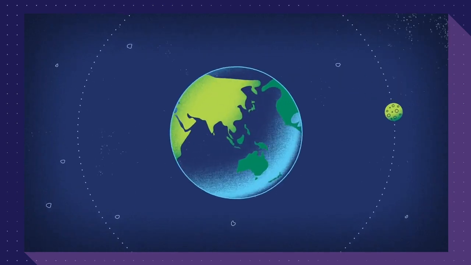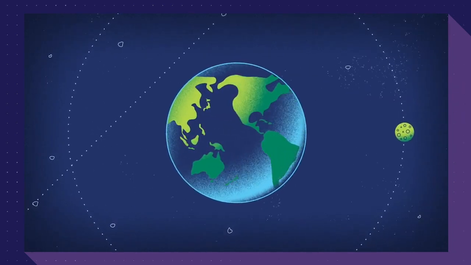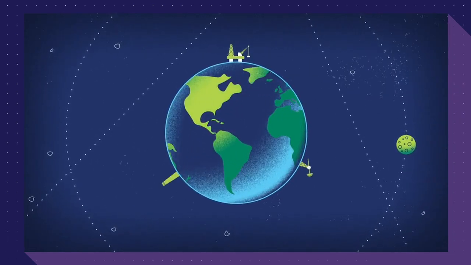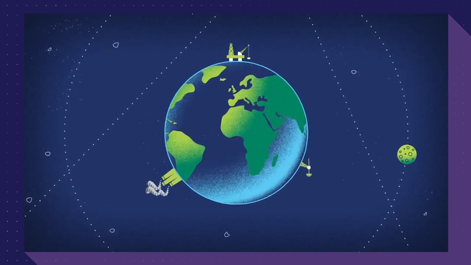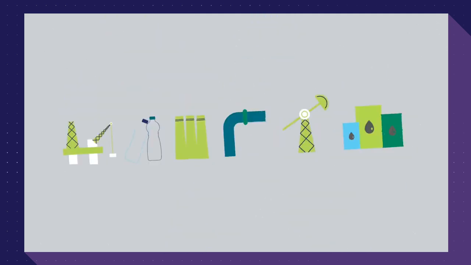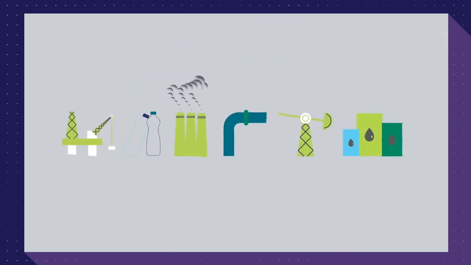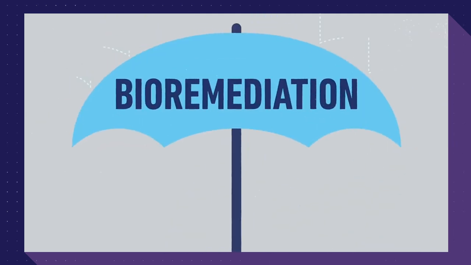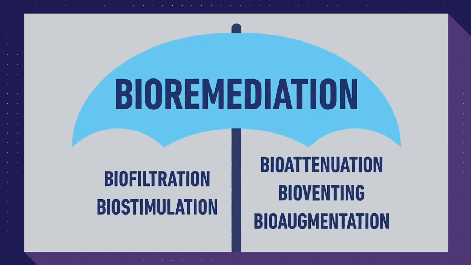Our Earth faces many problems. One of these is how to deal with the dangerous chemicals we produce. But microbes can help us. Bioremediation is the process of using microorganisms to remove or degrade pollutants from the environment. Under the umbrella of bioremediation are different techniques.